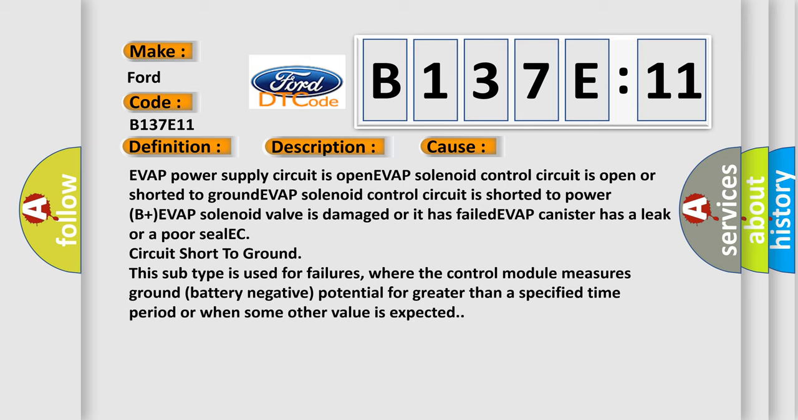EVAP power supply circuit is open, EVAP solenoid control circuit is open or shorted to ground, EVAP solenoid control circuit is shorted to power B plus, EVAP solenoid valve is damaged or has failed, EVAP canister has a leak or a poor seal, EC circuit short to ground. This subtype is used for failures where the control module measures ground, battery negative potential, for greater than a specified time period or when some other value is expected.